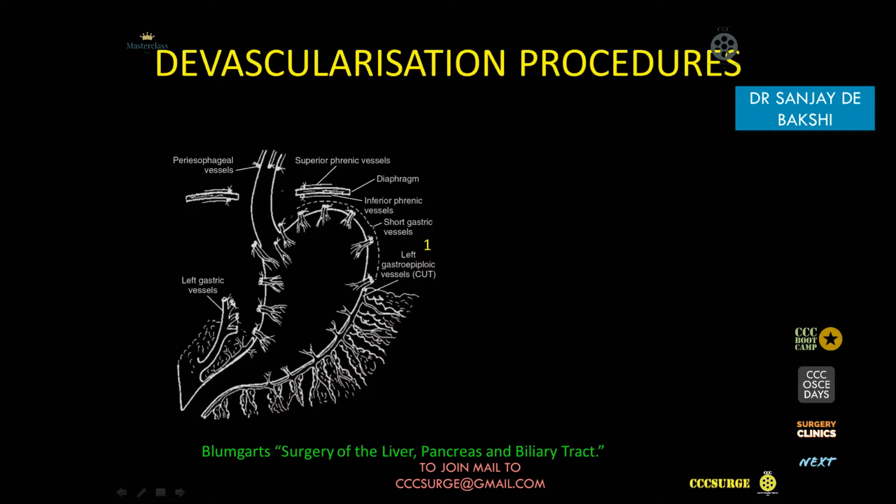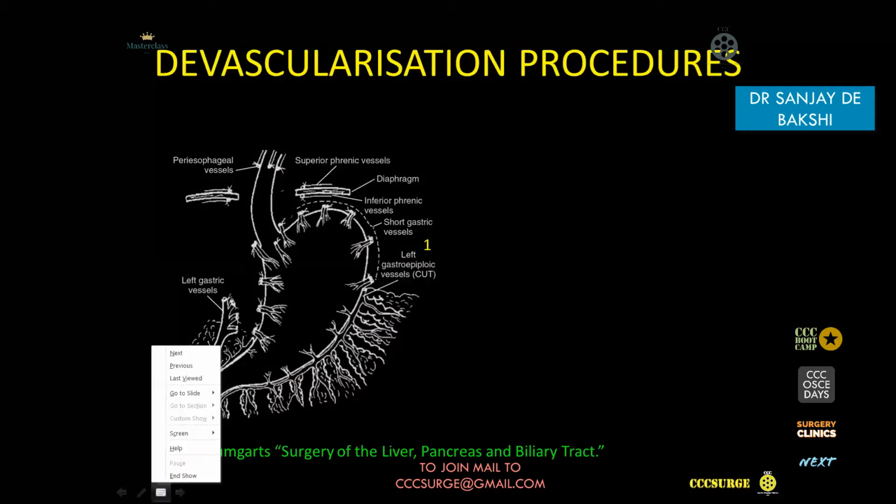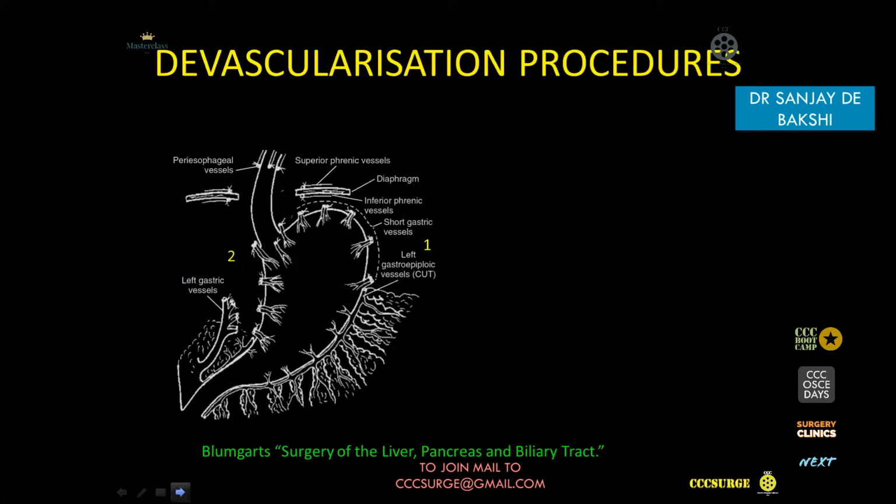First stage. Yes. Second stage, what he did was, hang on, he came down to the lesser sac. And the moment he came down to the lesser sac, what was cut? The left gastric vessels were cut. Left gastric vessels meaning the left gastric artery and the coronary vein. Okay, so what was left? What was left was the right gastric and the right gastroepiploic.